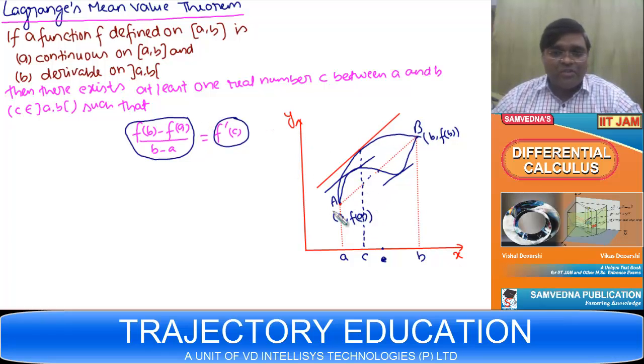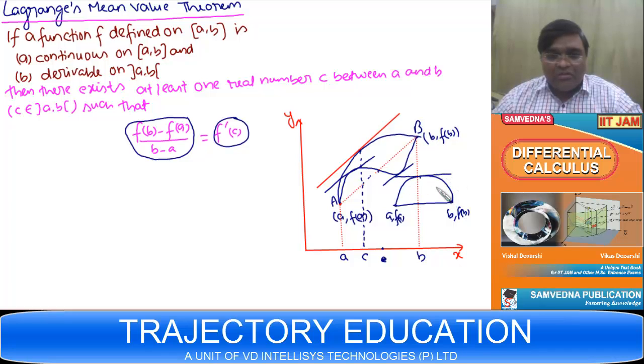See, you will find that Rolle's theorem is a special case of this. Suppose this f(a) is equal to f(b). In that case, this is a, f(a) and this is b, f(b), and if f(a) is equal to f(b), in that case the slope of the chord is 0, it makes 0 angle.